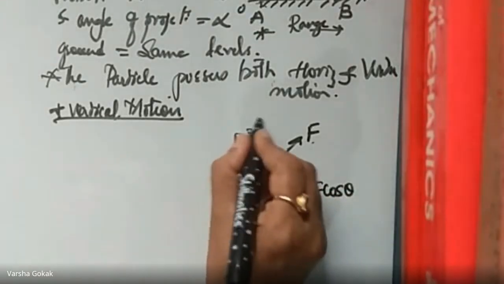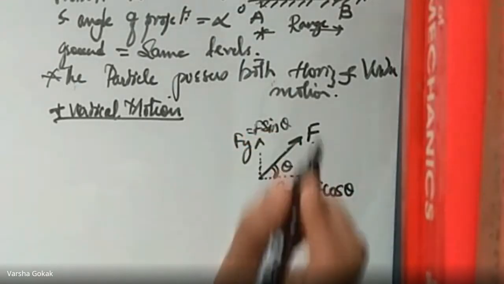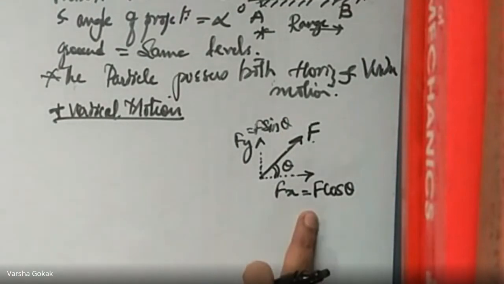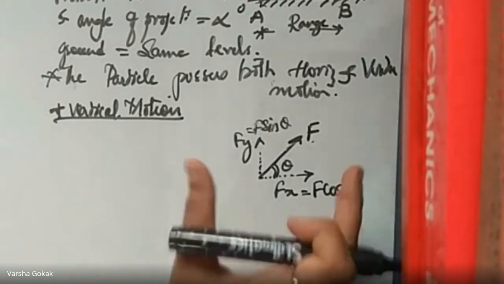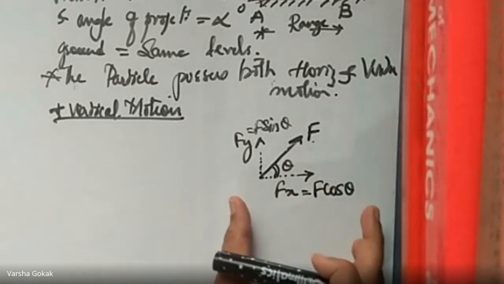Fx is going to be F cos theta, Fy is going to be F sin theta. Because we have not done the mechanics resolution for you yet, just grasp this much for now. When we do Module 1 Part B, you will be clear with this part. Otherwise also you are aware of this.